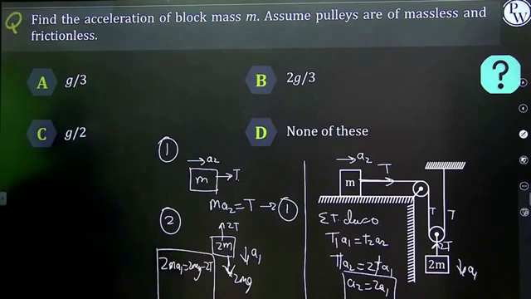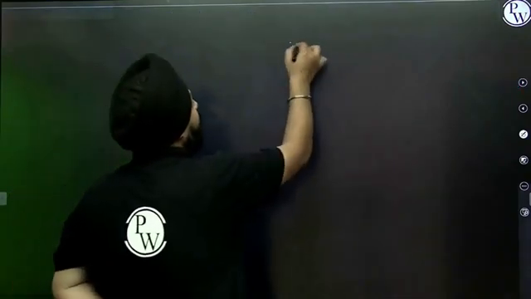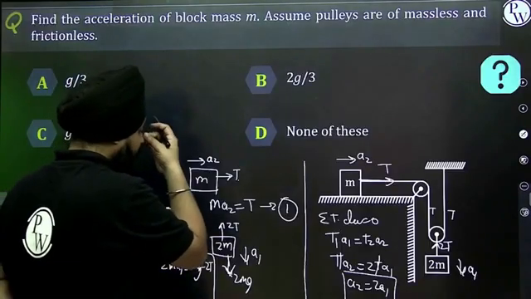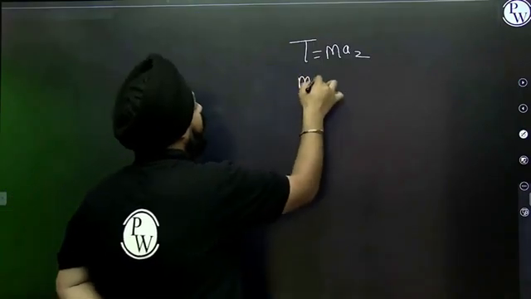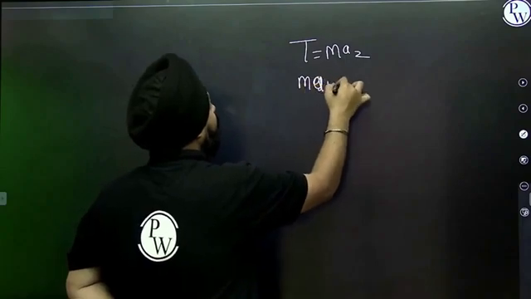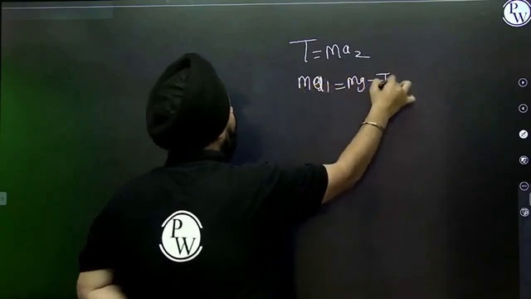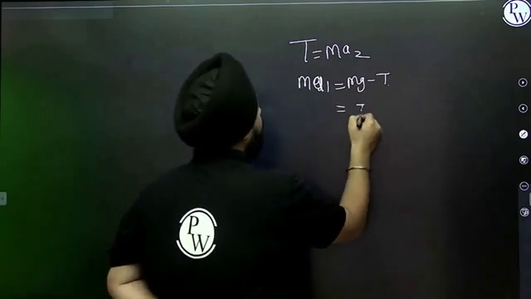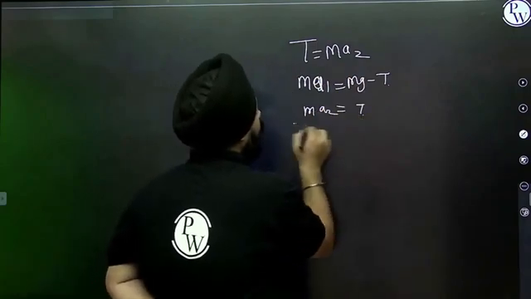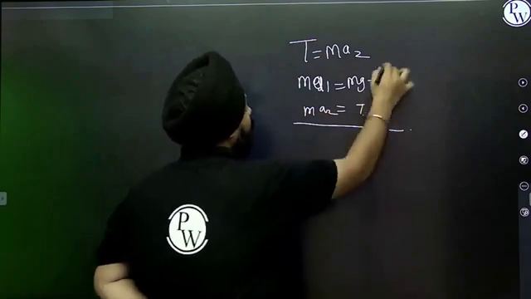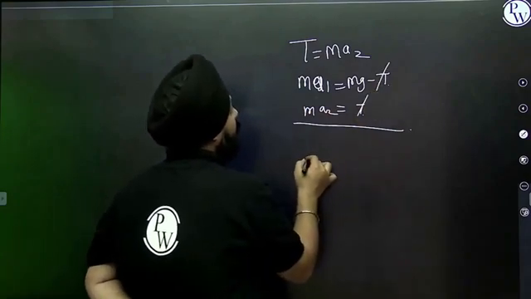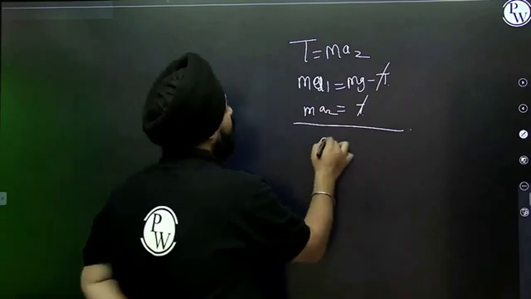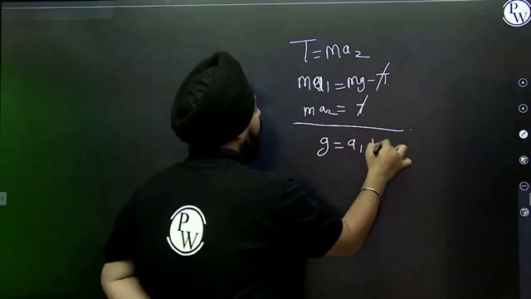So we are having the two equations. First one, that is T is equal to m of A2. Second one, mA1 is equal to mg minus T. Let's evaluate it. It's T equals mA2. T is going to cancel, m is going to cancel. So g will be A1 plus A2.